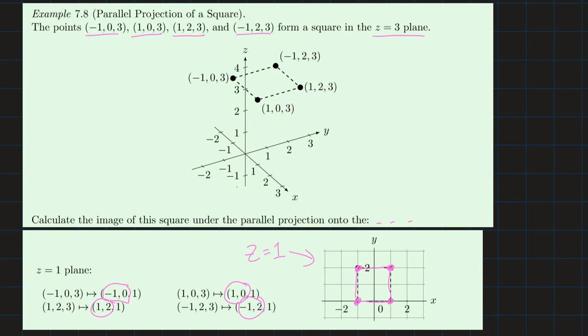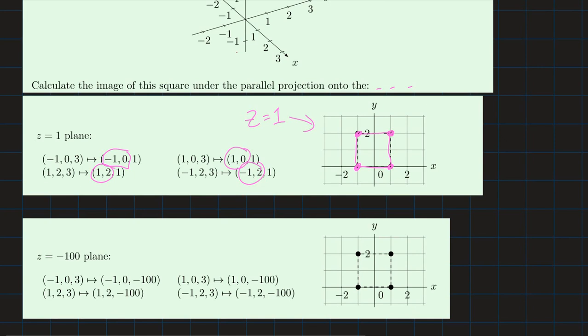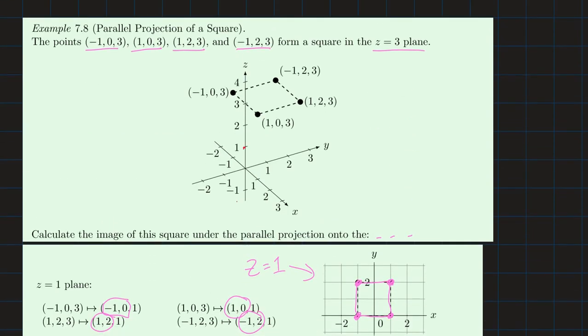Let's do another part of this example. Same starting square, but now I want to project it onto the z equals -100 plane. The first question had me project it onto the z equals 1 plane, which is sitting here. The z equals -100 plane is sitting miles down here, a long way below everything else. So these points have to go all the way down. This is an utter mess, so I'm going to erase it, but that's the general idea of what's going on.